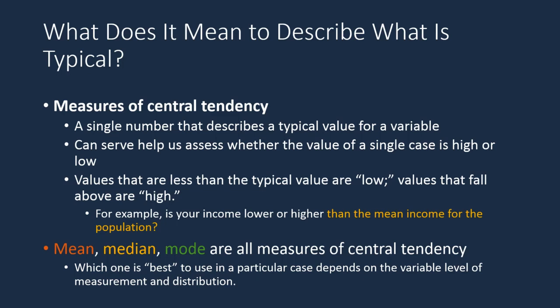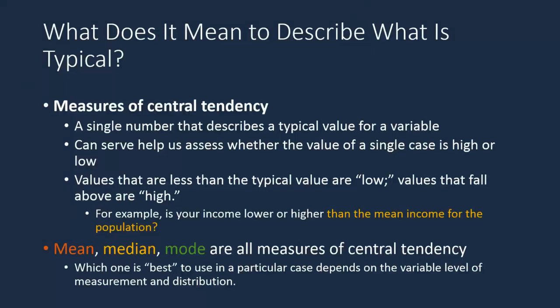That can help us assess whether the value of a particular case is high or low. And values that are less than the typical value are considered low, and values that are above that typical value are considered high. So, for example, I might want to know, how is my income compared to other people in my field? For a professor of sociology, do I make a lot of money or do I make a little money working at Chapman?